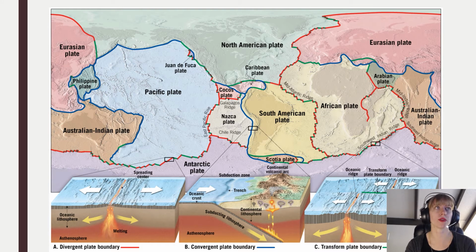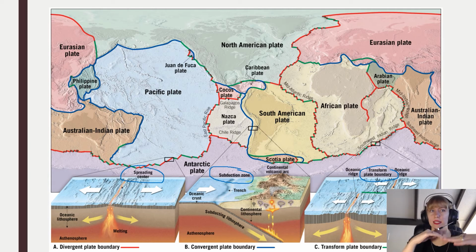So there are 3 different types of major plate boundary. We have a spreading center, which is known as a divergent plate boundary. This one creates new seafloor. We have the subduction zone, which is the convergent plate boundary, which destroys. And then we have transform plate boundaries, which neither create nor destroy. They kind of move side to side, and they're kind of neat.